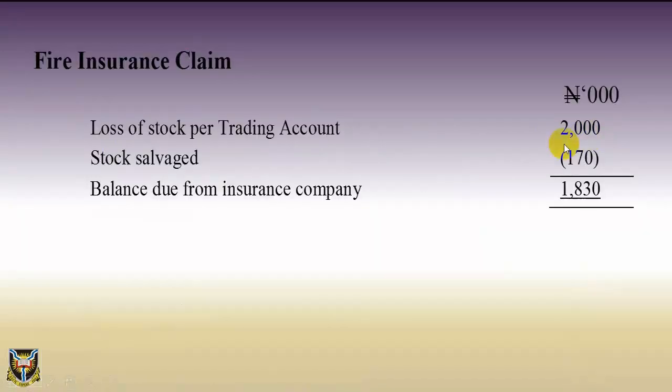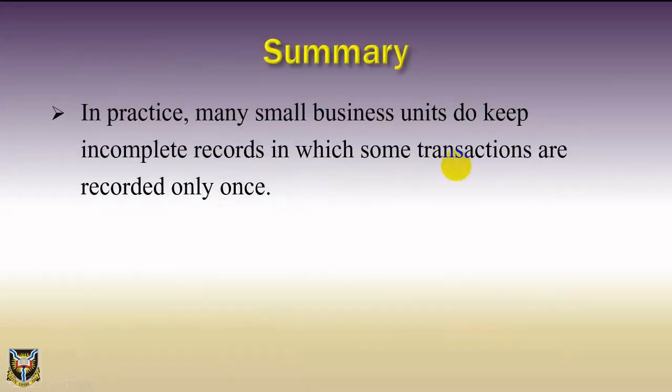Fire insurance claim in Naira. Loss of stock per trading account 2,000. Stock salvaged 170. Balance due from insurance company 1,830. Summary. In practice, many small business units do keep incomplete records in which some transactions are recorded only once.